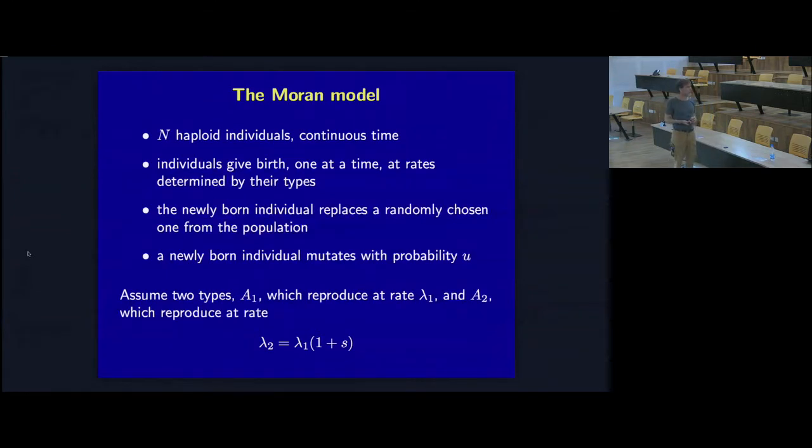Okay, so we're going to assume that there are two types, A1, which reproduce at rate lambda 1, and A2, which is slightly more fit, so reproduces faster than the other.